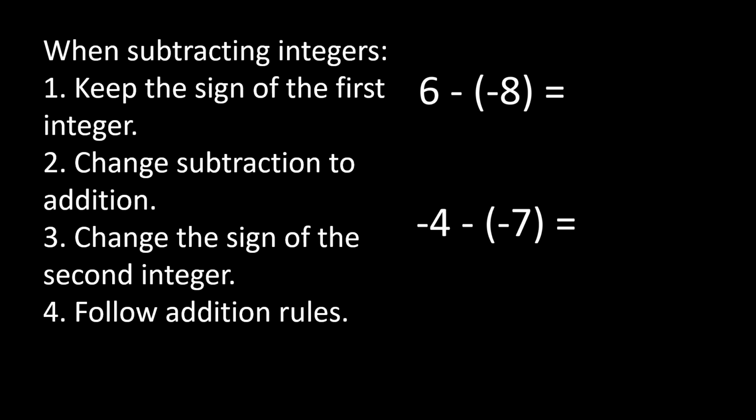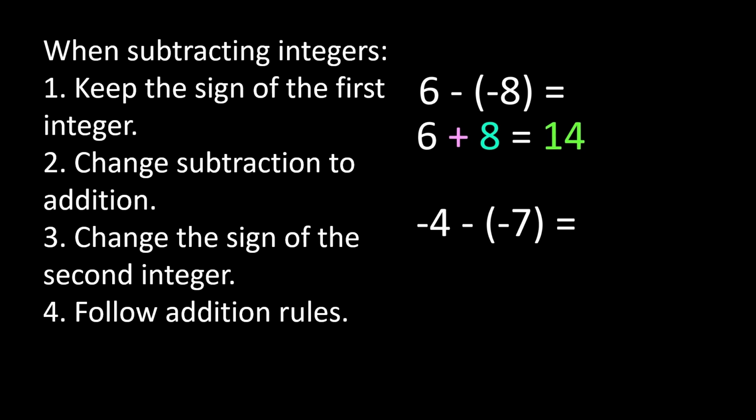With 6 minus -8, we keep the first integer the same, so +6 remains +6. Then we change subtraction to addition, and we change the sign of the second integer. -8 becomes +8. 6 plus 8 equals 14. So 6 minus -8 equals 14.